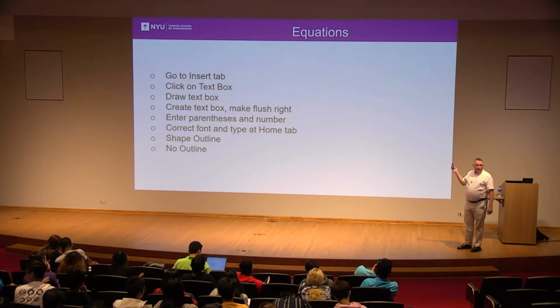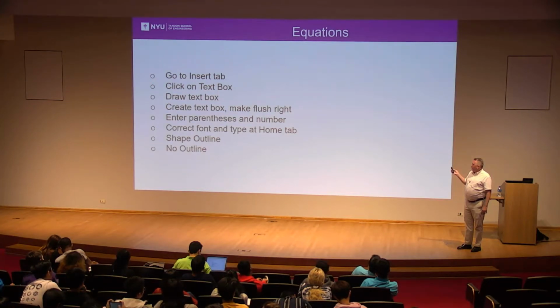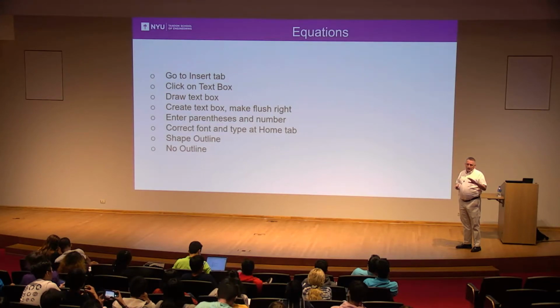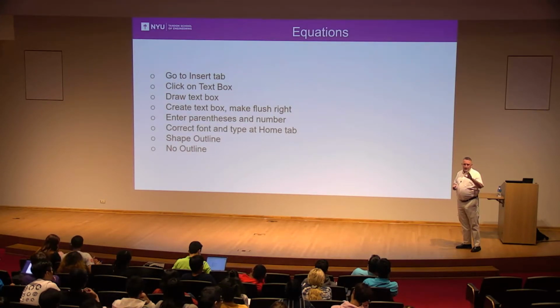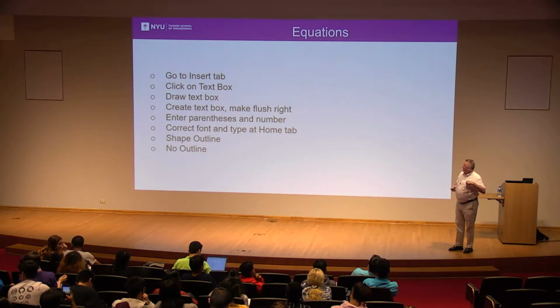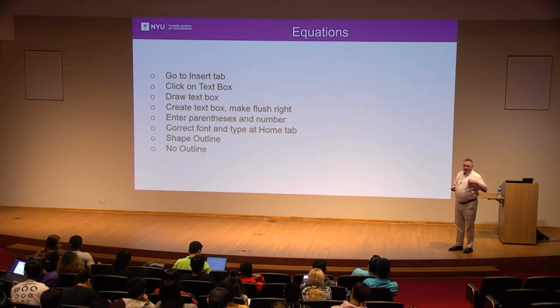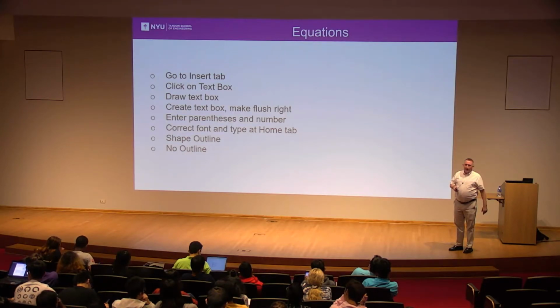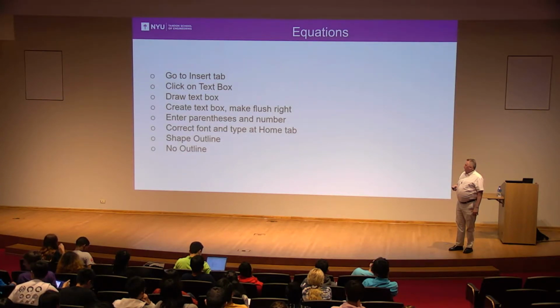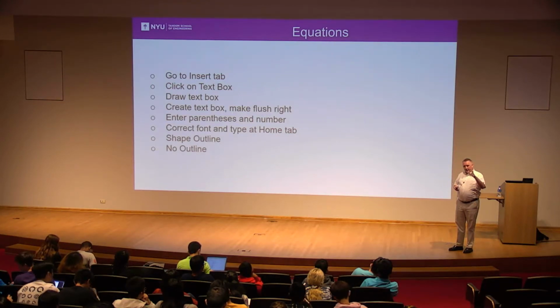So to make that number, on the flush right side of the page, go to your Insert tab, and I'm talking about Word here, right? Not Google Docs or Pages or some other application that you shouldn't be using to write your lab report. Go to the Insert tab, click on Text Box, scroll down to Draw Text Box, create the text box, make it flush right, enter the parentheses and the number, correct the font and the type by going to your Home tab and making certain the font in the box is the same as the font that you're using to write the rest of the report.